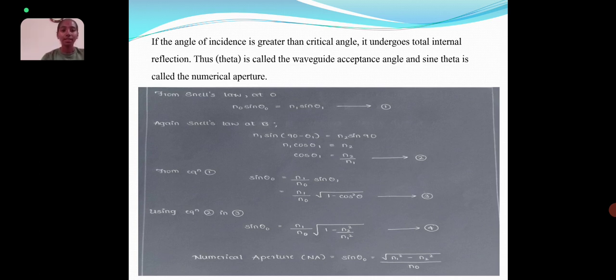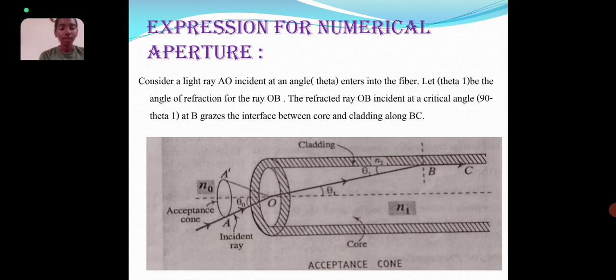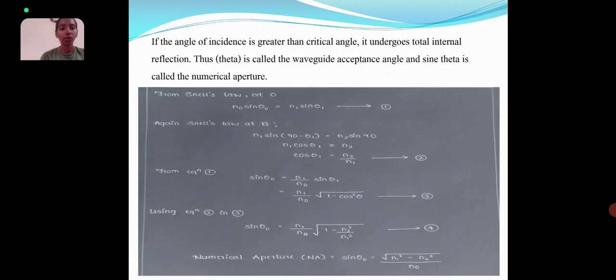Now, let's see how to derive an expression for numerical aperture. Let me consider Snell's law at point O. So it becomes n naught sine theta naught is equal to n1 sine theta 1. Let's consider this as equation number 1.